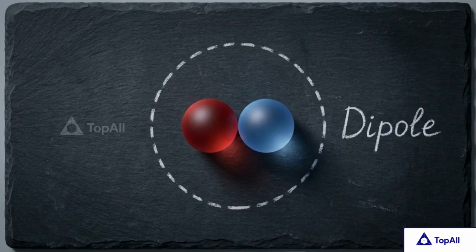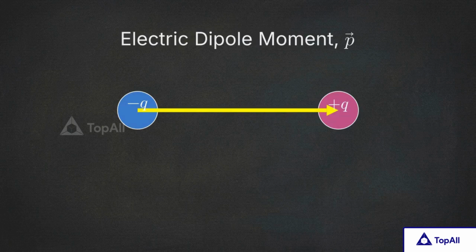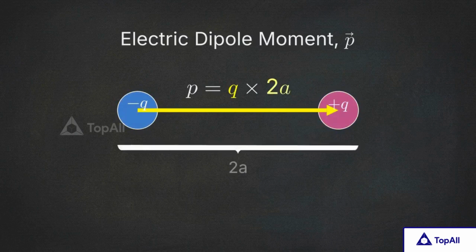Rather than calculating the interactions of two separate charges point by point, physicists treat the dipole as a single unified entity. Redefine this entity using the dipole moment vector, p. By convention, this vector originates at the negative charge and points towards the positive charge. The magnitude of this vector is the product of the charge magnitude q and the separation distance 2a.